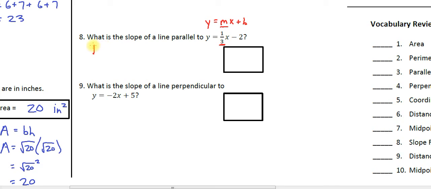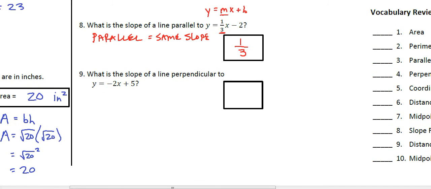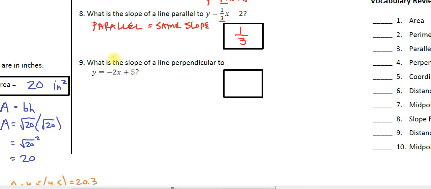So if parallel means same slope, and the slope of this equation or this line is 1/3, then the slope of our parallel line has to also be positive 1/3. Question number 9. Well then, what is the slope of a line perpendicular to y equals negative 2x plus 5?